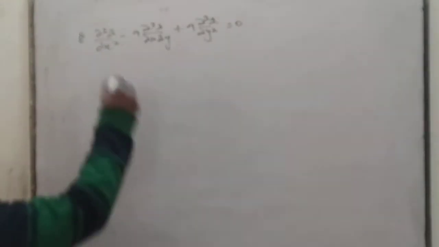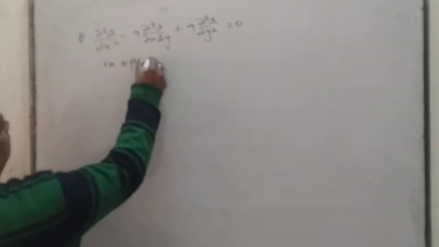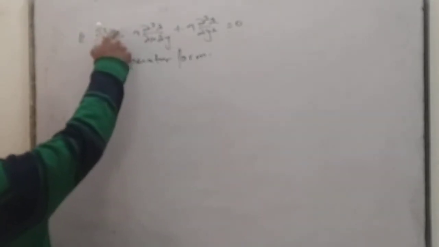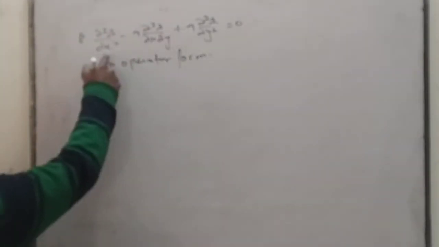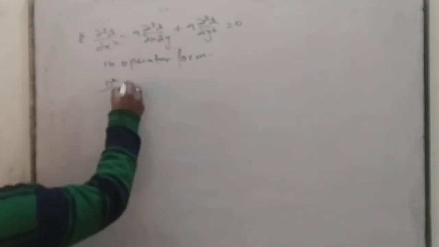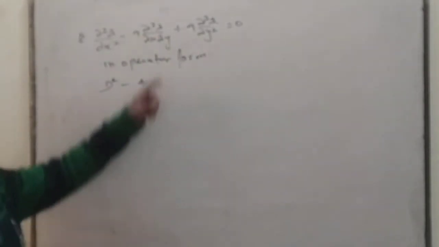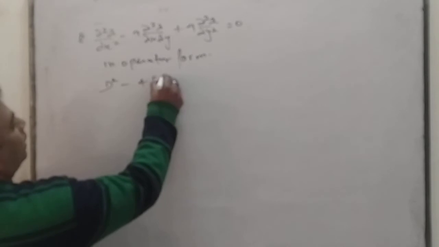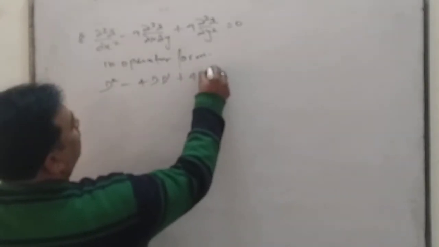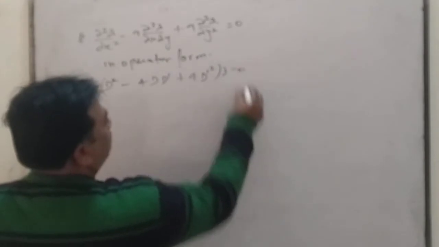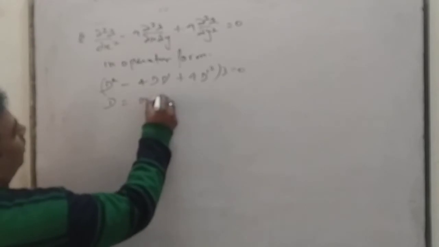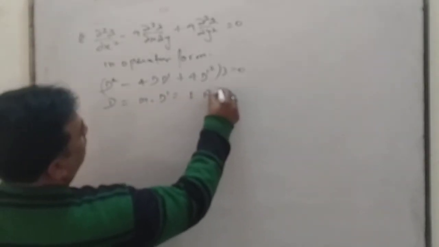First we write this partial differential equation in operator form. Operator form means differentiation of z with respect to x in second order. So we write D square minus 4 D D dash plus 4 D dash square in z equals 0. Similar to the previous question, D equals m and D dash equals 1, then the auxiliary equation.